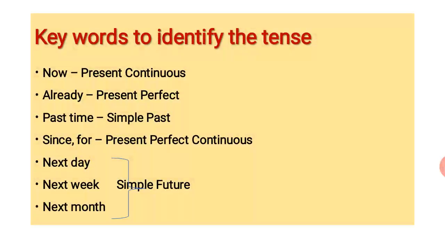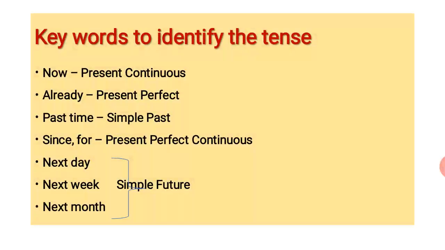There are some keywords to identify the tenses that I have given you. Now you just pick out the keyword in the sentence. If it is present continuous, then you pick the auxiliary verb for the present continuous tense. For example, if the pronoun I is given in the sentence, you just pick am.